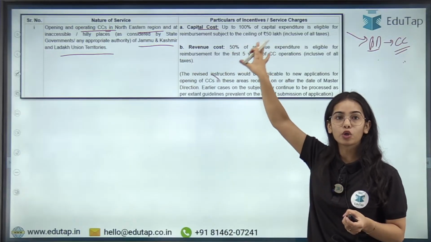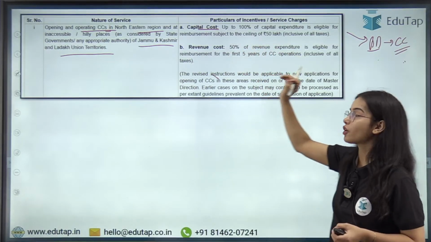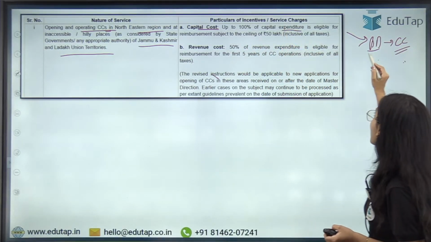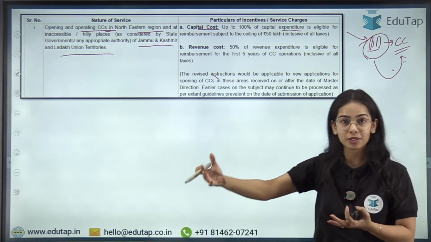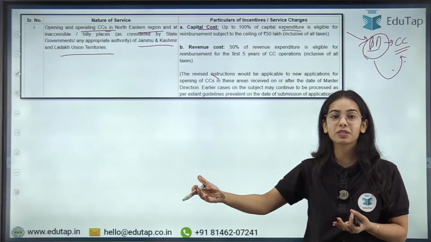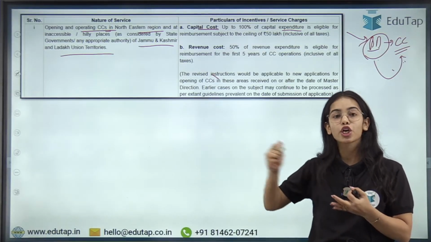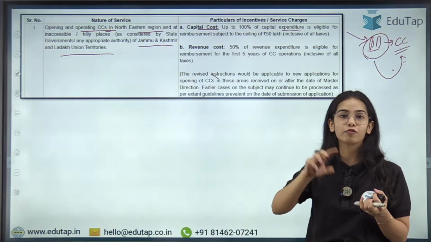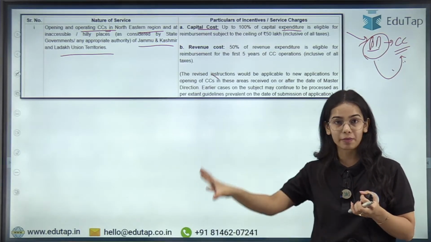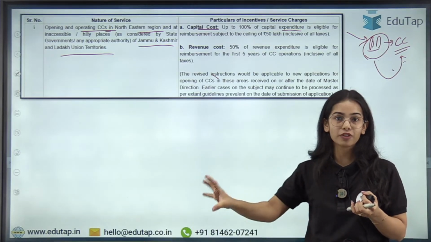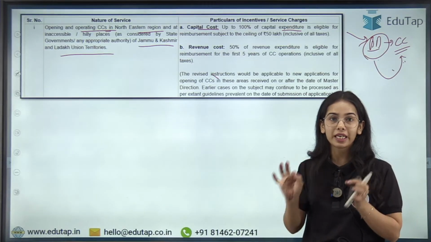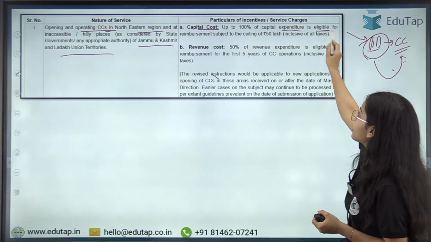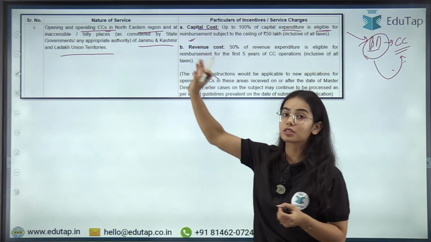So for the capital cost, up to 100% of the capital expenditure that the bank branch has done to establish this currency chest. Let's say a new building has been established, a new office has been established for the currency chest. So if the bank branch has done a one-time capital expenditure for establishing the building or the fixed asset, then up to 100% of the capital expenditure is eligible for reimbursement from the Reserve Bank of India.